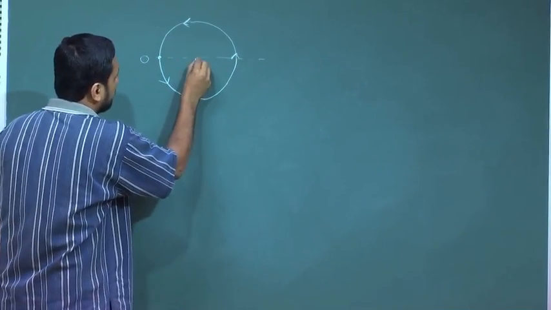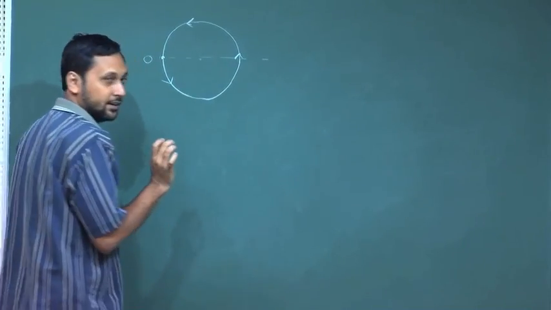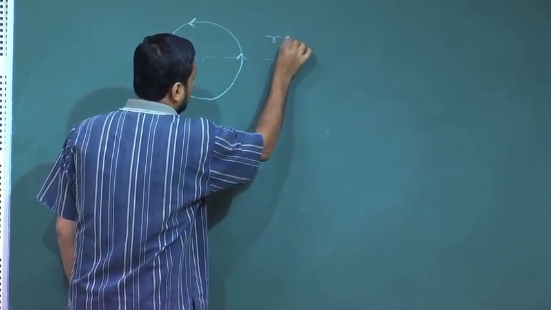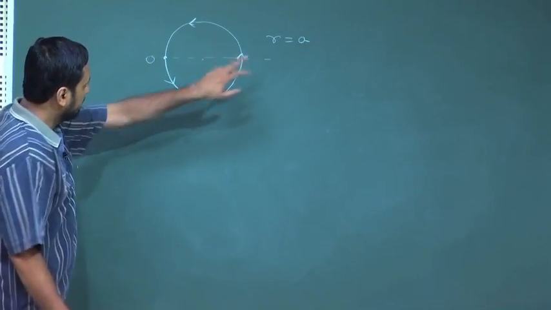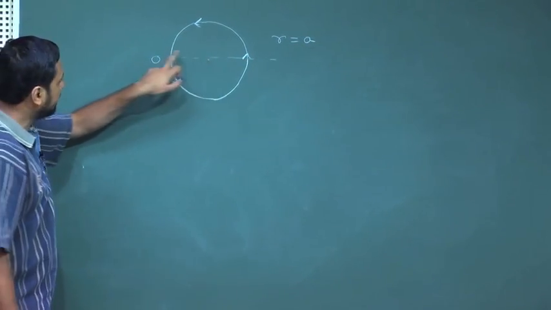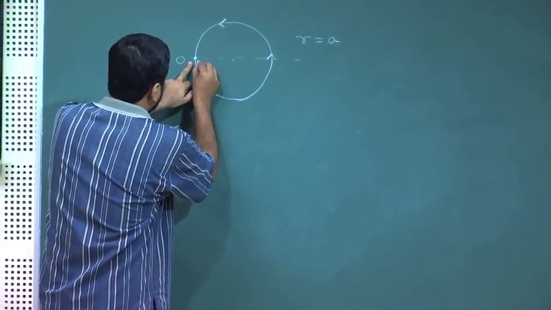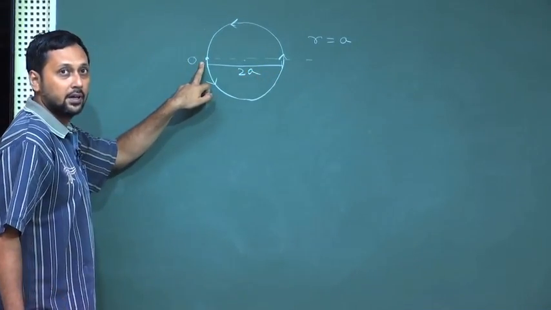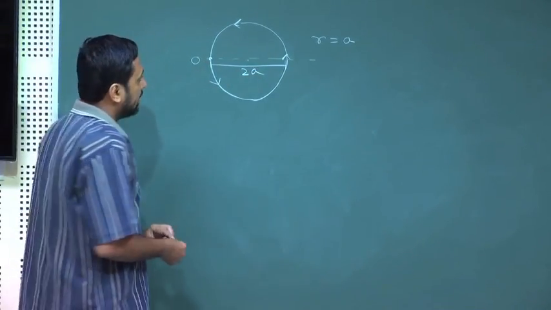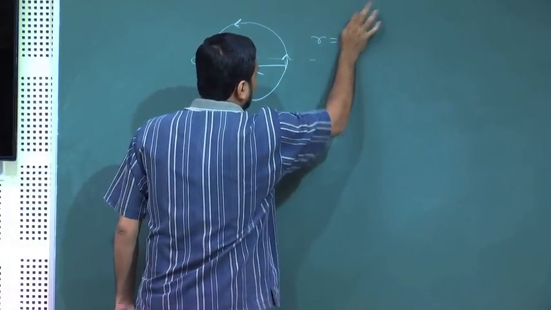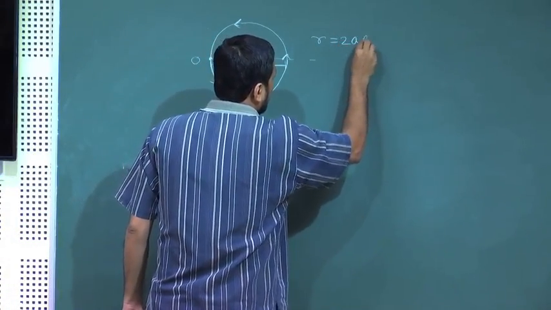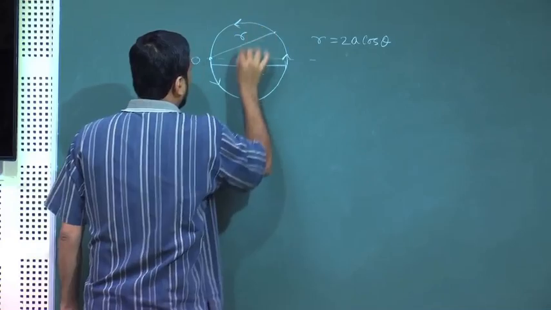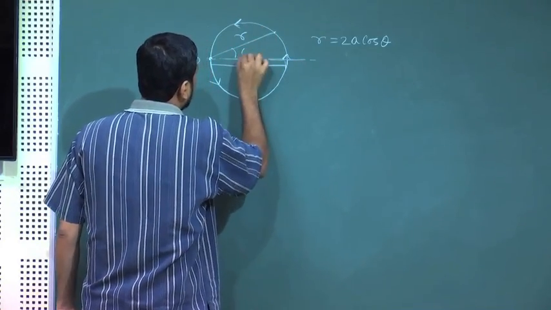Please recall, if the origin is at the center, then the equation of a circle is r equal to a, right. But in this case, the origin is shifted here. If a is the radius, then this length is 2a, right. So, we can write the equation of the circle as r equal to 2a cos theta for any point. This is my r and this is my theta.